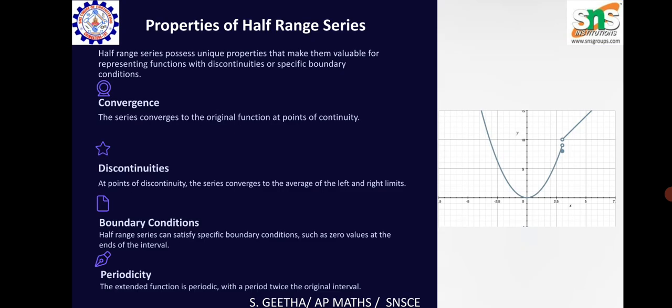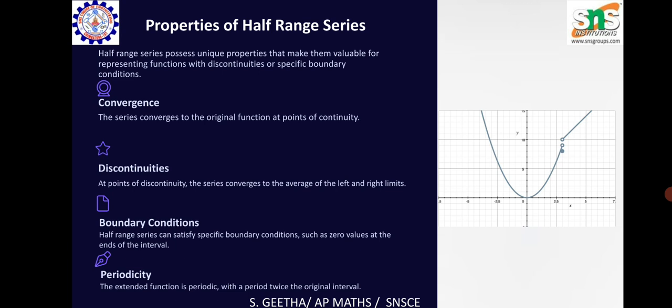So, properties of half-range series. This half-range series possesses unique properties that make them valuable for representing functions with discontinuities or specific boundary conditions. Convergence: the series converges to the original function at the points of continuity.